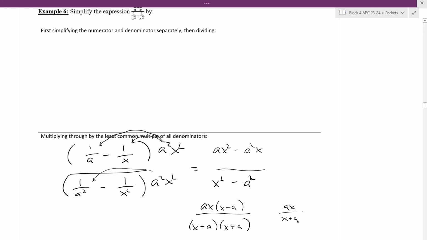Should I cancel the x's? Just the a's? I cancel the a's though, right? Why don't I cancel the x's or the a's? In addition, it's got to be factors.